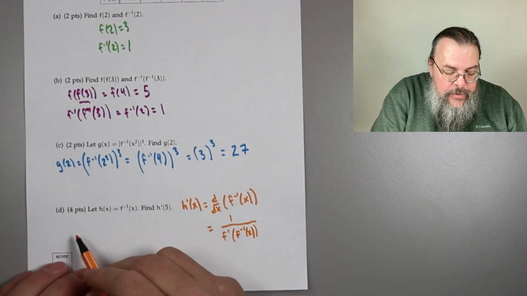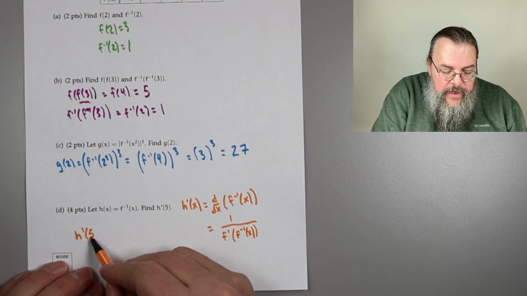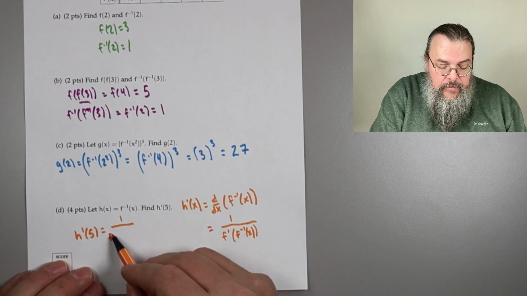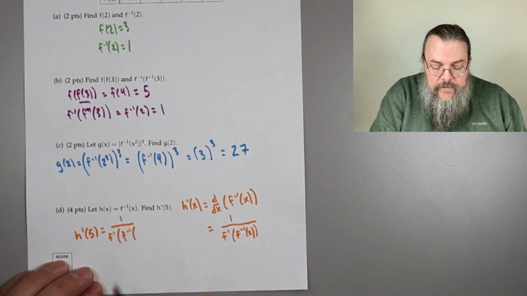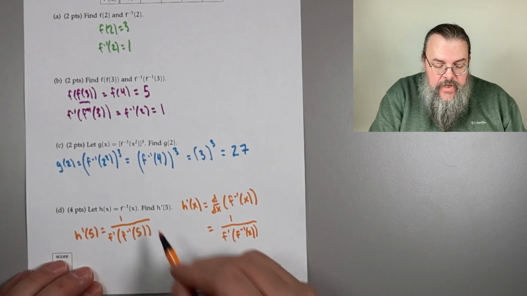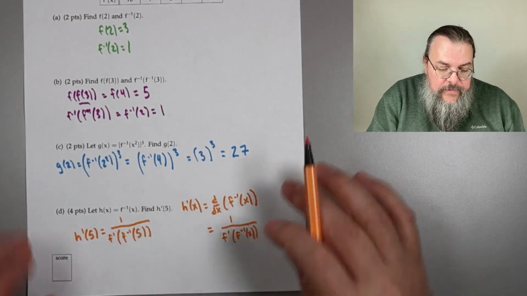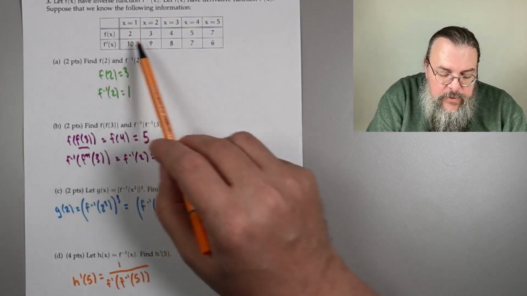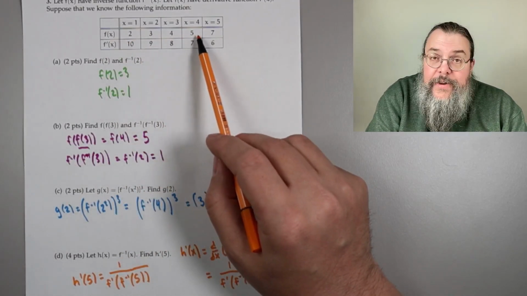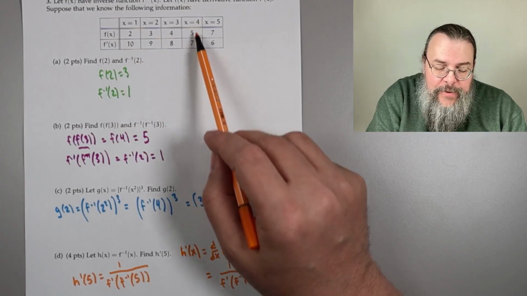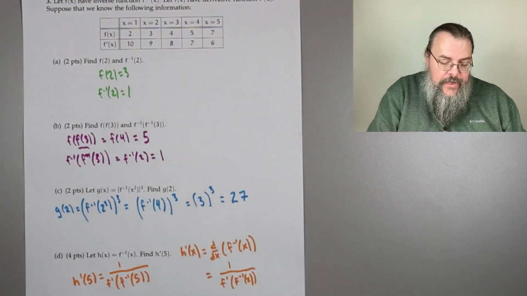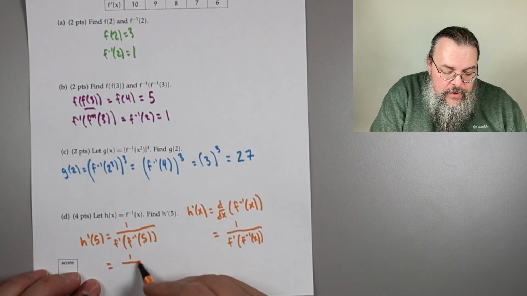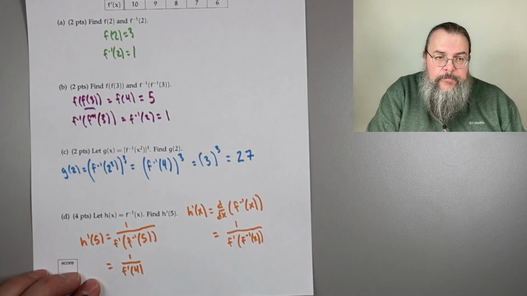Okay, so now that we know that, we're going to plug in 5. So what do we have? We have h prime of 5. That's 1 over f prime of f inverse of 5. Okay, so we say, okay, f inverse of 5. We come to our table, we say, where is the output 5? Because we're looking at the inverse, and there's 5, and the output is 5 when we put in 4. So f inverse of 5 is 4.